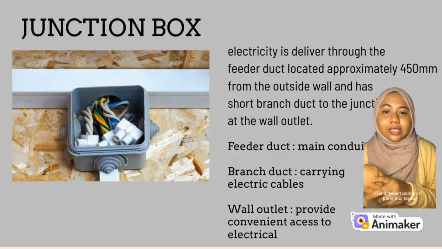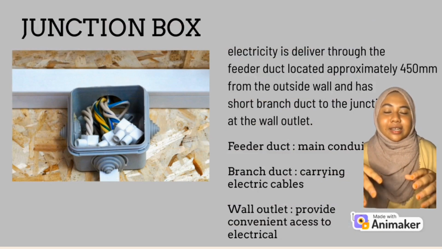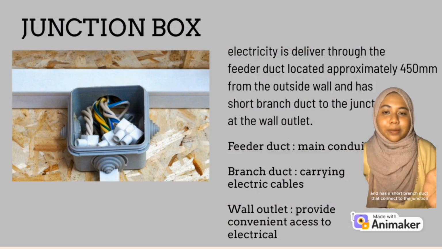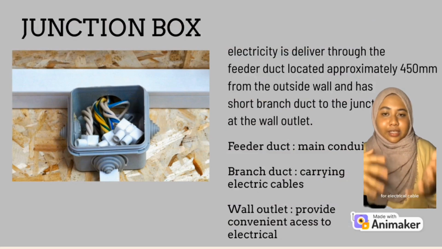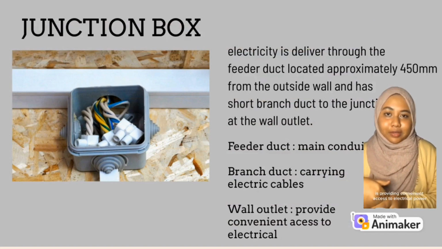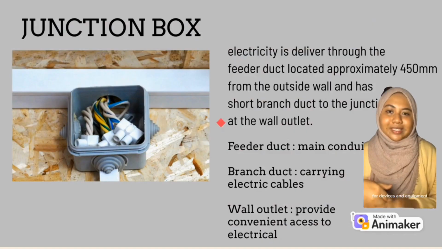In perimeter layout, the electricity is delivered through the feeder duct. The feeder duct is approximately 450 mm from the outside wall and has a short branch duct that connects to the junction box at the wall outlet. The feeder duct is used as the main conduit for electrical cables. Meanwhile, branch ducts are responsible for carrying the electrical cables. And lastly, the wall outlet provides convenient access to electrical power for devices and equipment.